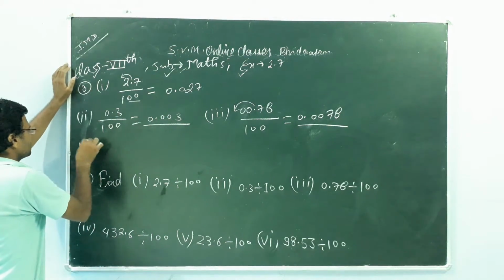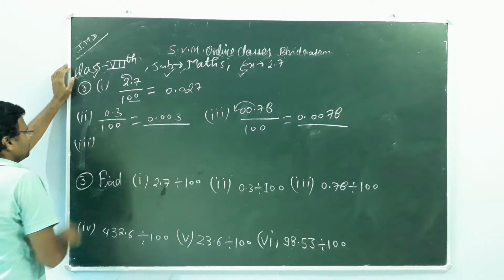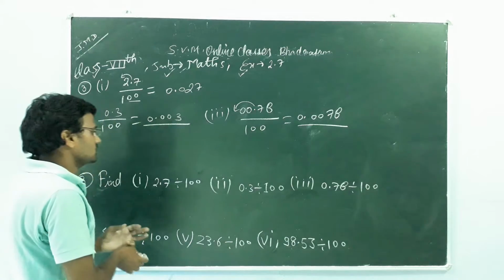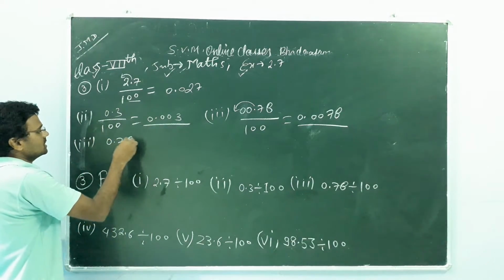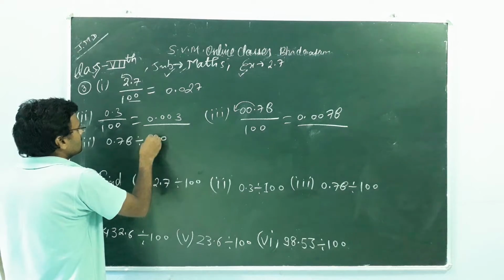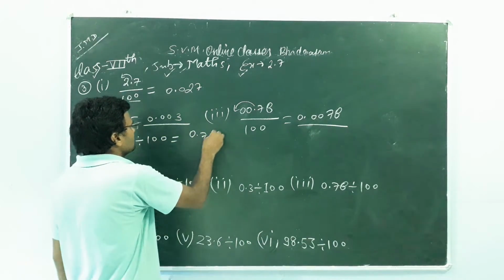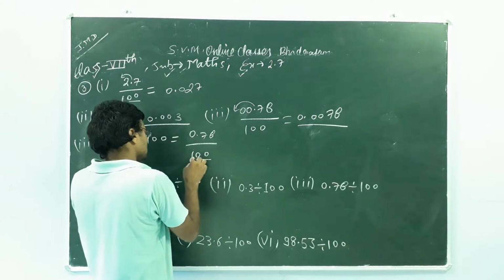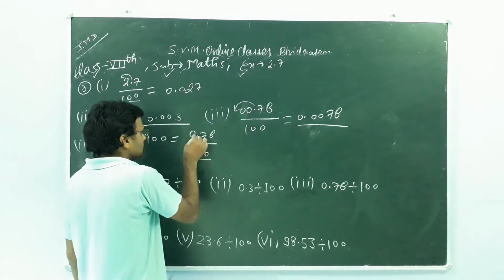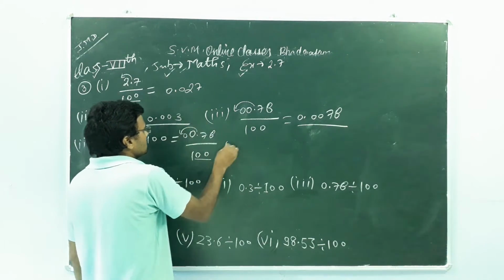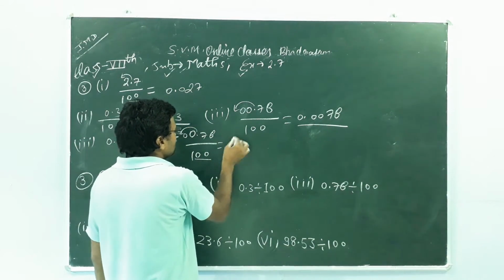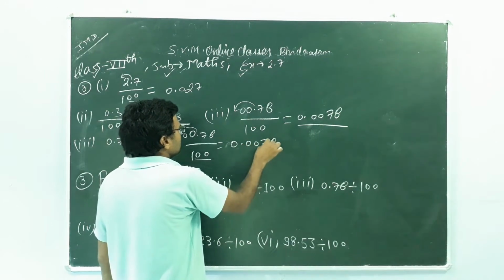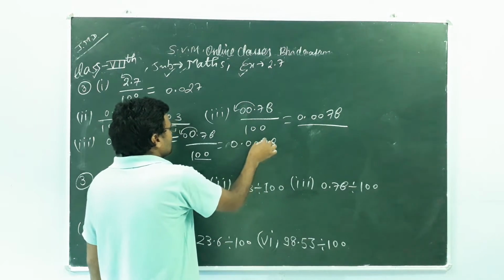Our third part is 0.78 divided by 100. This is 0.78 upon 100, and because 100 contains 2 zeros, our decimal point will jump 2 digits, and what we will get is 0.0078. 0.0078 is our answer. I hope you all got it.